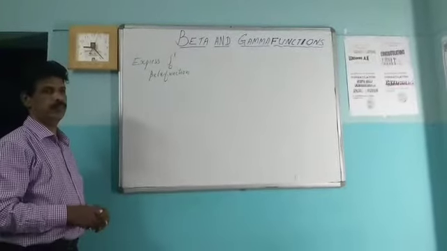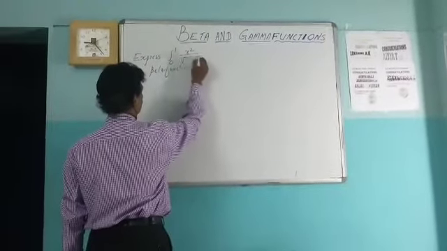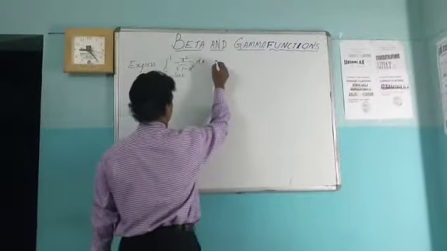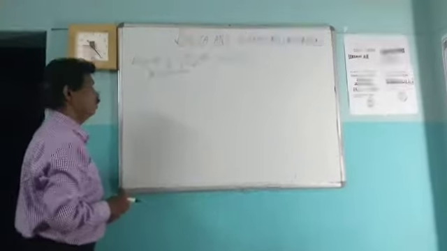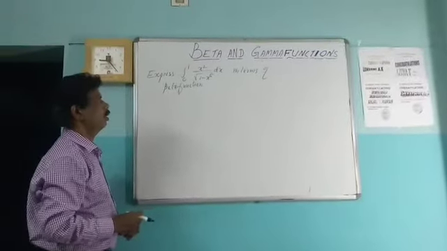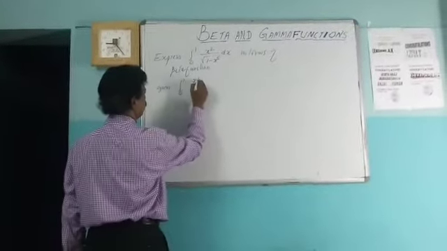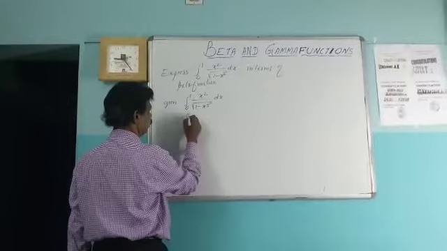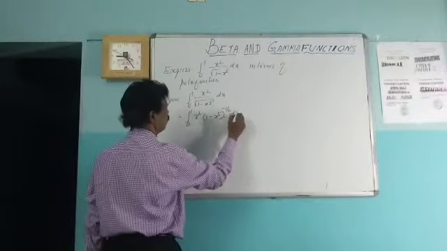Previous question: integral 0 to 1, x squared by root of 1 minus x raised to 5, dx, in terms of beta function. Given integral 0 to 1 x squared by root of 1 minus x raised to 5 dx, this we can write as integral 0 to 1 x squared into (1 - x raised to 5) all raised to minus 1 by 2 dx.